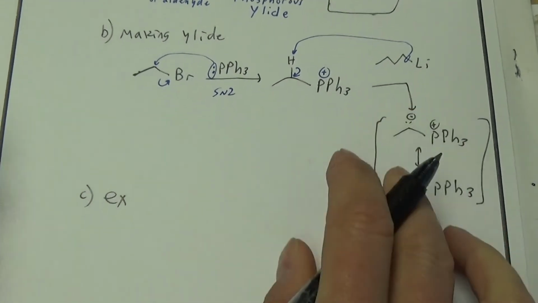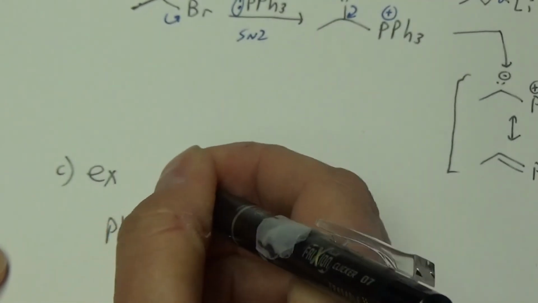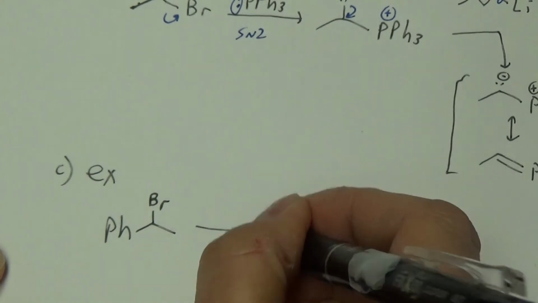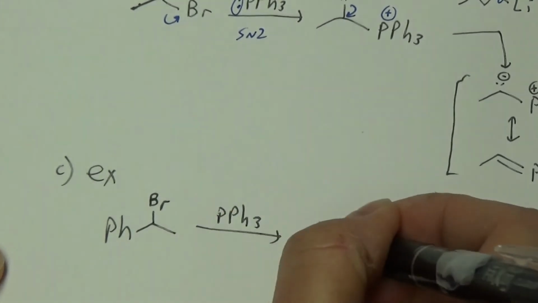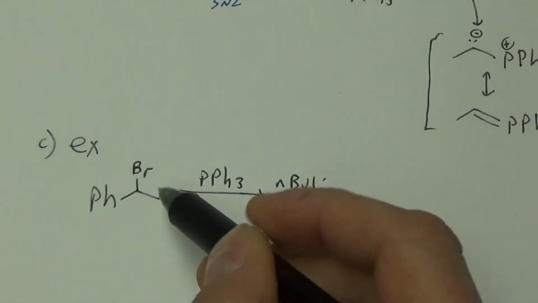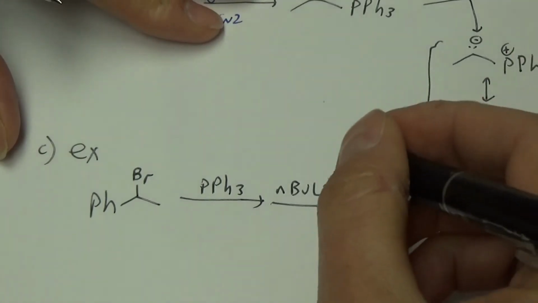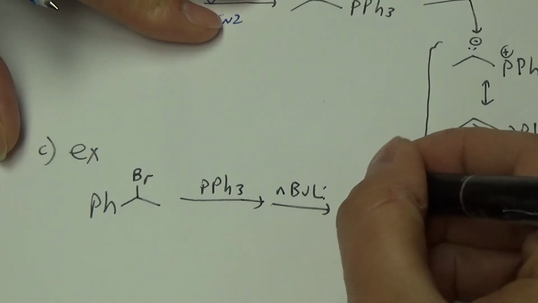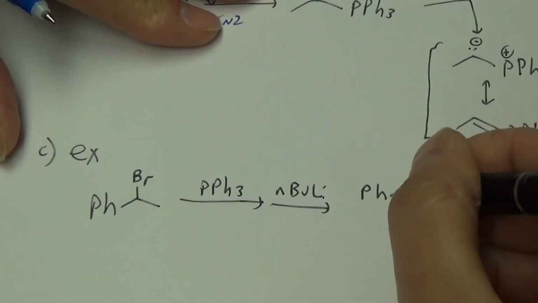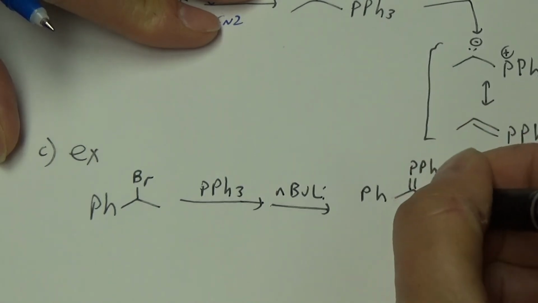Example of making an alkene. Let's just take phenethyl bromide, PPh3, and butyl lithium. I'm going to skip the intermediate, but this attacks, and essentially you get the ylide. I'll just draw P Ph3. It's got its two resonance forms.